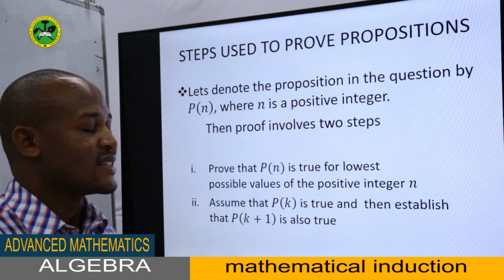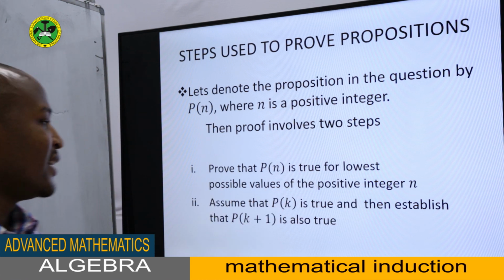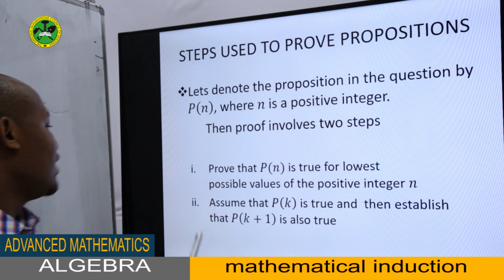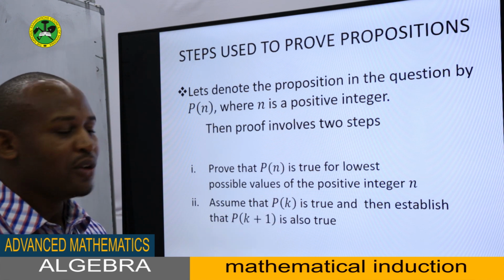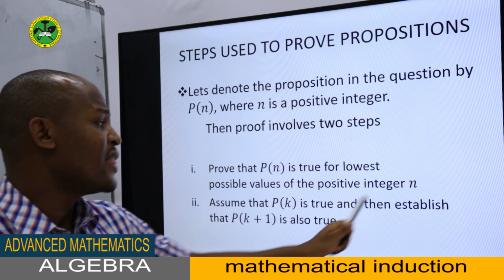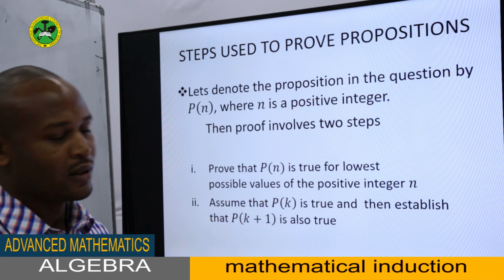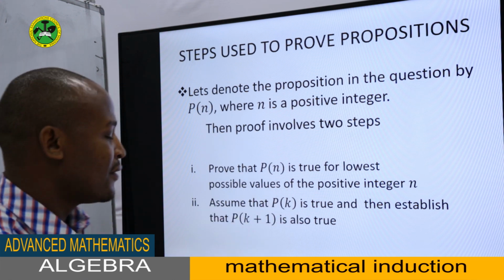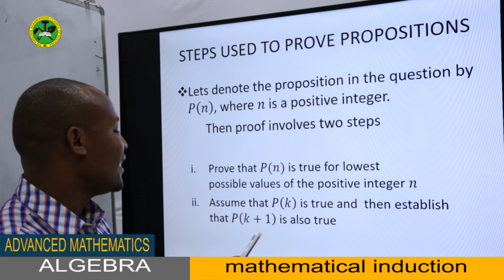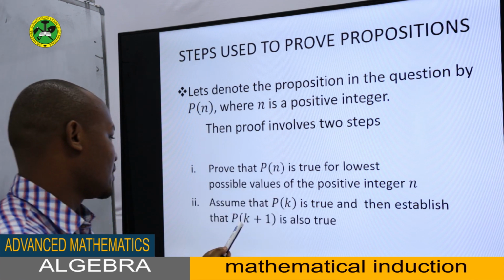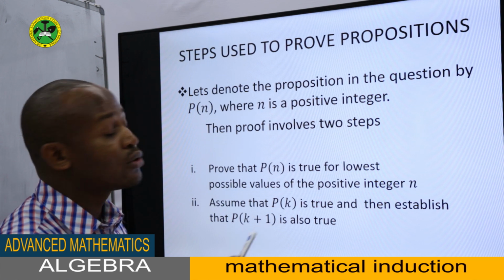Now the first step will be, we shall prove if P(n) is true for the lowest possible value for positive integers. If this is true, then we assume that P(k) is true, and then we shall establish P(k+1). So if it is true for P(k), then it must hold true that P(k+1) also is supposed to be true.